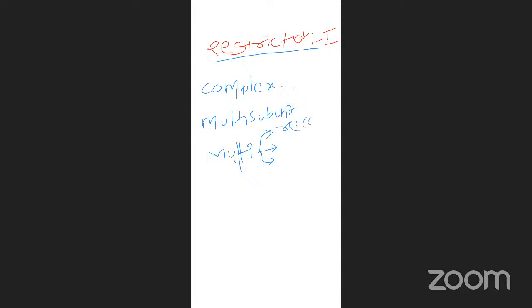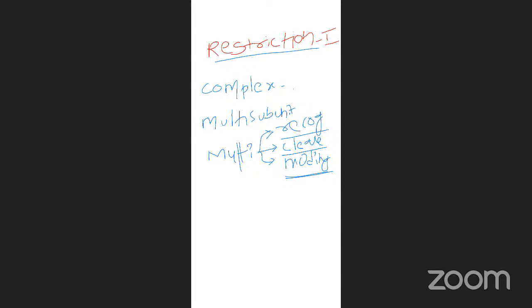Yes, sir, it recognizes the site, right? Already told you, palindromic sequence. After recognizing, they can cleave or they can modify. So this restriction endonuclease can recognize the site, can cleave the DNA, can modify the DNA sequence. These three functions are done by one restriction enzyme.